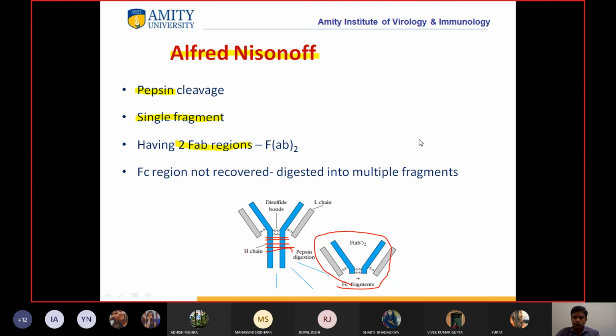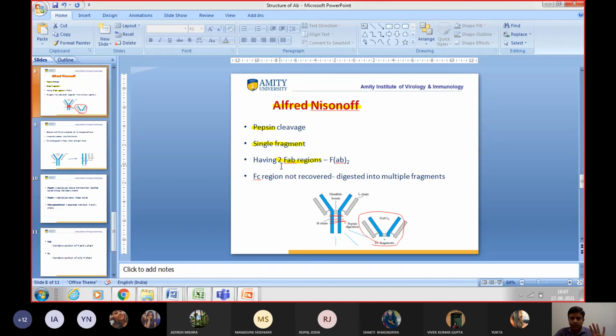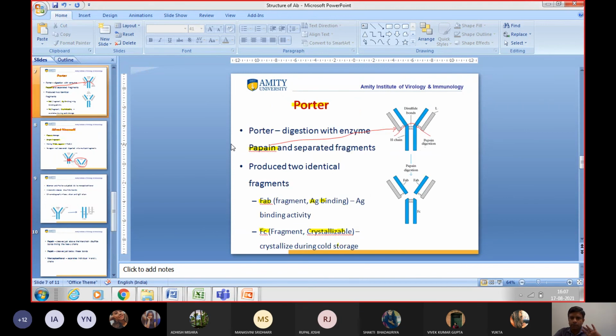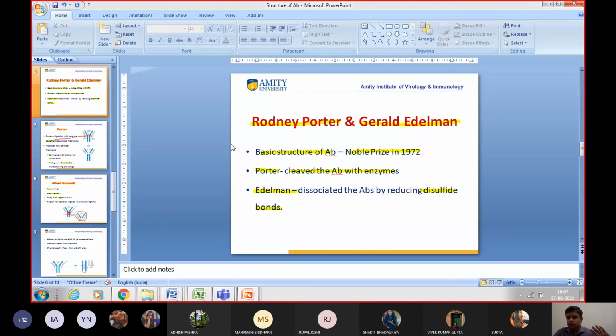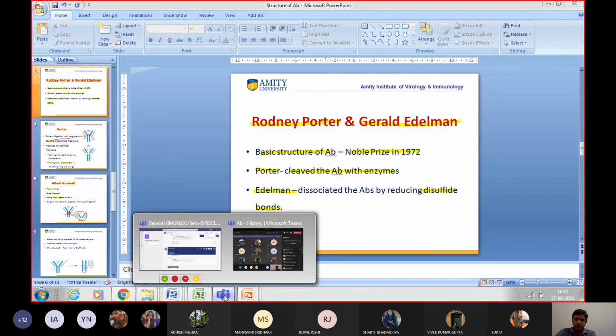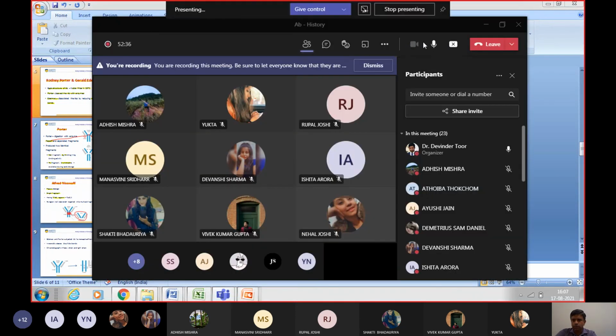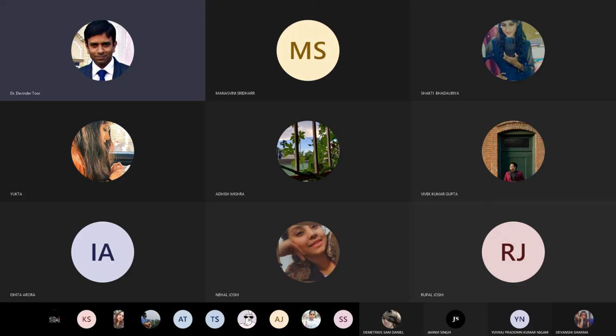Okay students, I am just stopping here. We have seen two enzymes. In the next class we will talk about the work done by Edelman, and then we will get into the details of antibody. If you have any questions you can ask. We have 2-3 minutes for discussion, so now it's your turn.